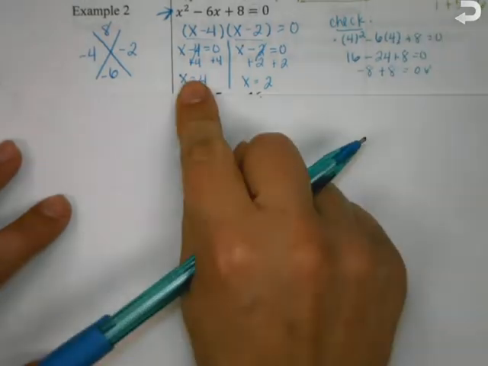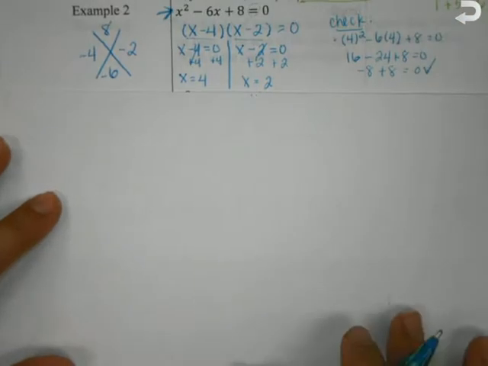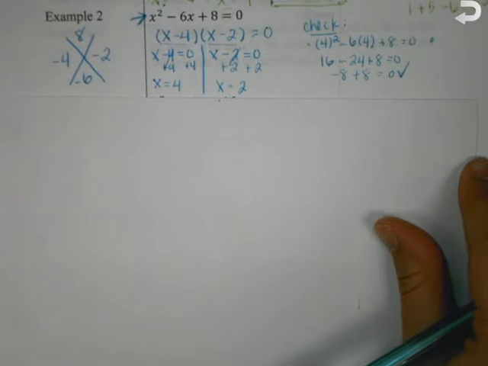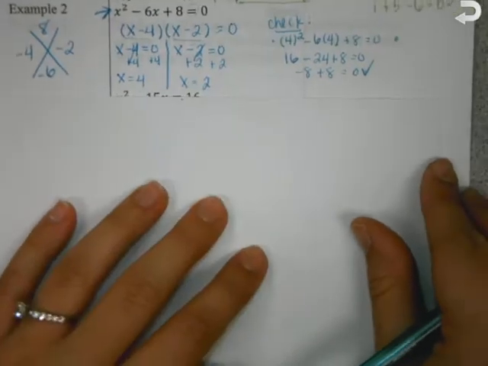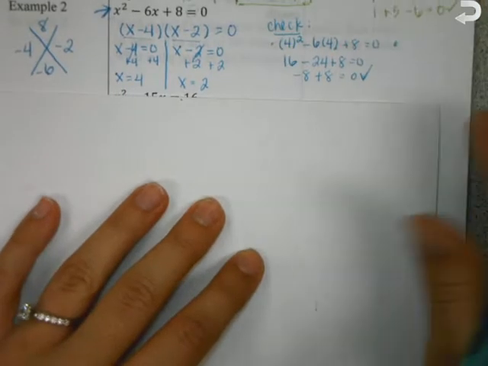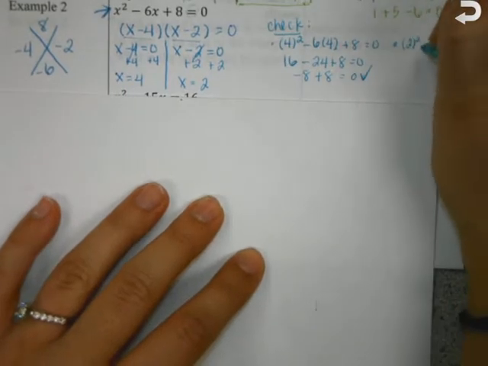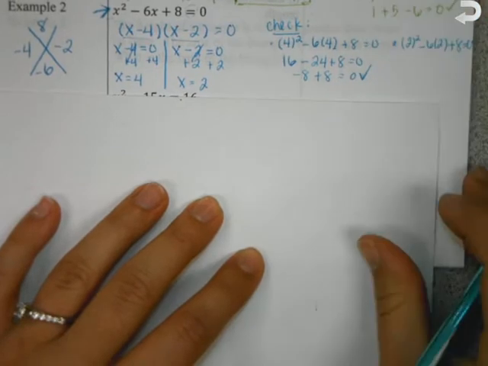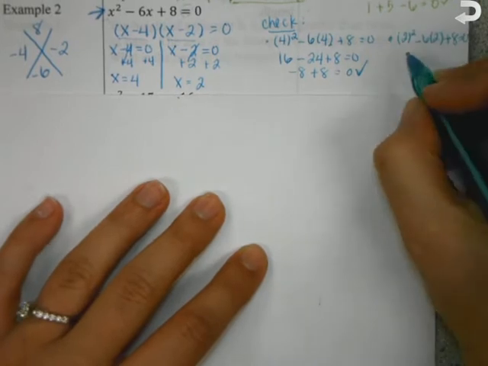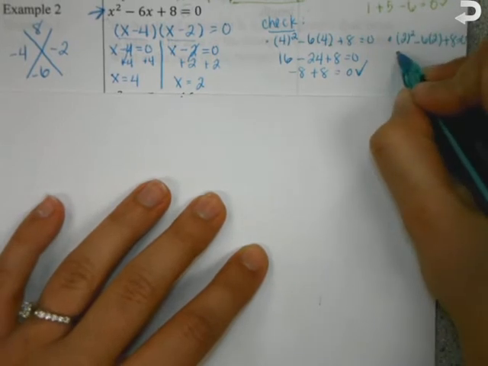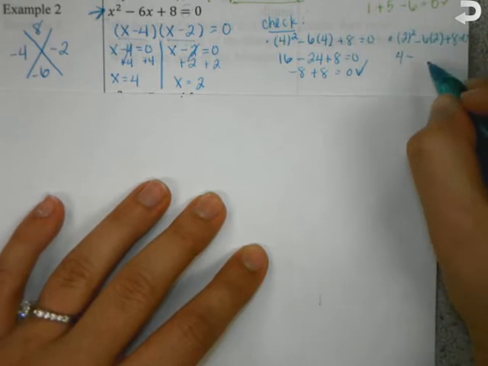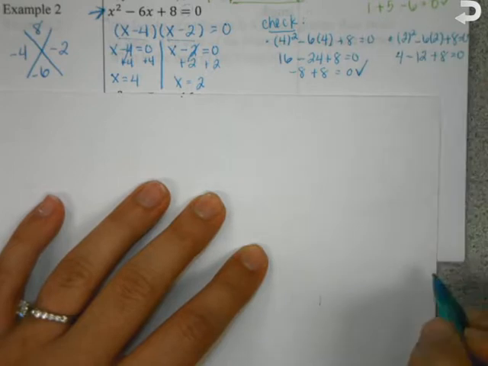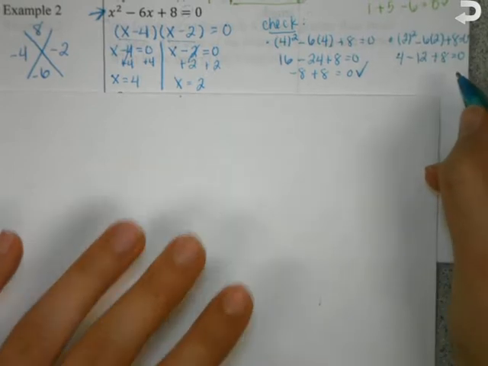Okay, let's check the other one. I'm going to do it right here this time. The other answer is what? 2. So that means 2 squared minus 6 times 2 plus 8, and we want it to be equal to 0. What's 2 squared, guys? 4 minus 6 times 2 is 12 plus 8 equals 0. What's 4 minus 12? Negative 8 plus 8 equals 0.